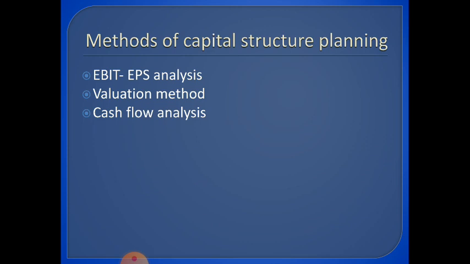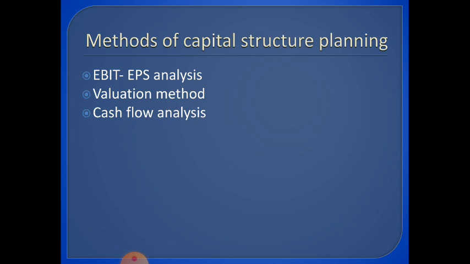Then our next topic is methods. We can use different methods of capital structure planning. There are commonly three methods used to plan a firm's capital structure. The first one is EBIT or EPS analysis, the second one is the valuation method, and the last one is cash flow analysis. These three methods are used to plan a firm's capital structure.